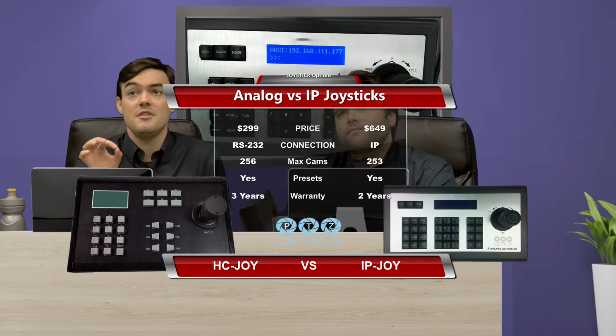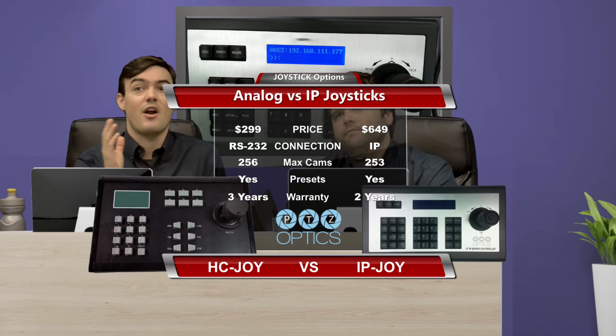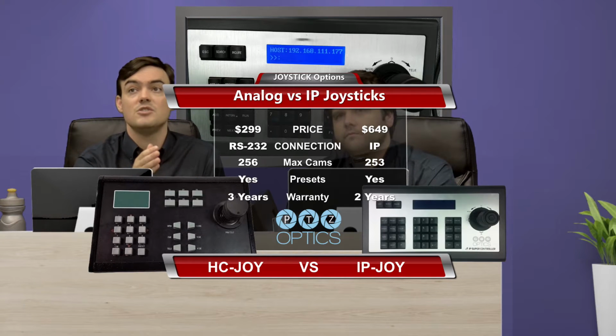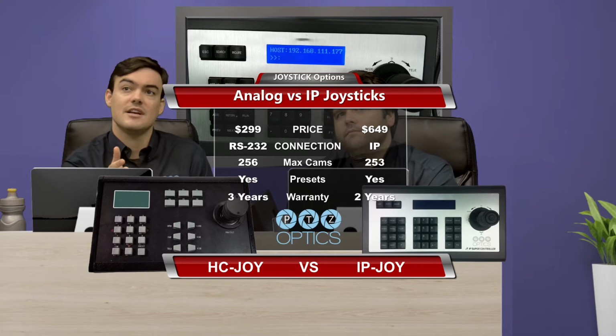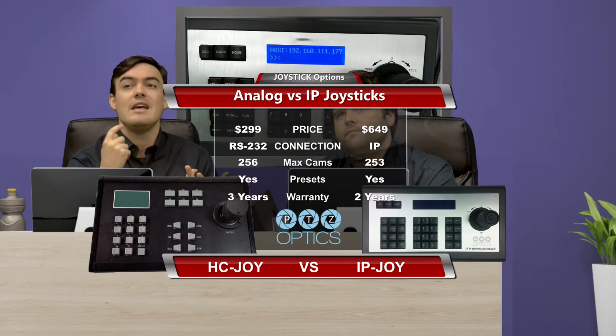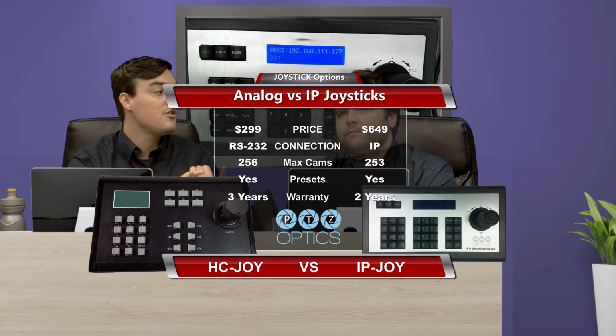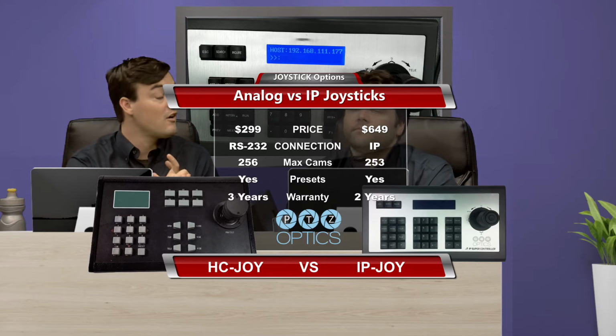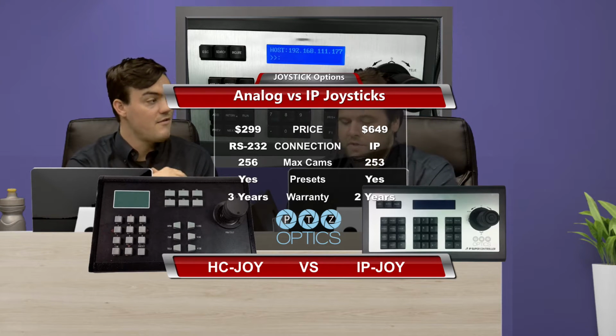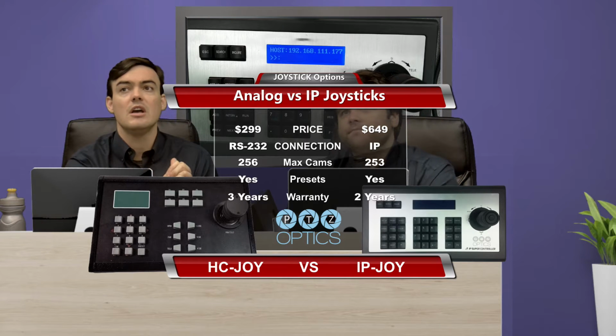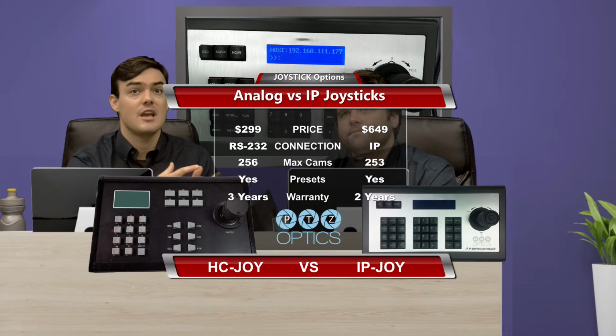Really quickly, I wanted to show the difference between the IP joystick and our analog RS-232 VISCA joystick. The VISCA joystick is less expensive. It's only $299. It uses the RS-232 Sony VISCA protocol. You can do Pelco as well. It also has RS-485 and 422. So it's very much an analog controller. It has a 3-year warranty and does do presets and camera switching.